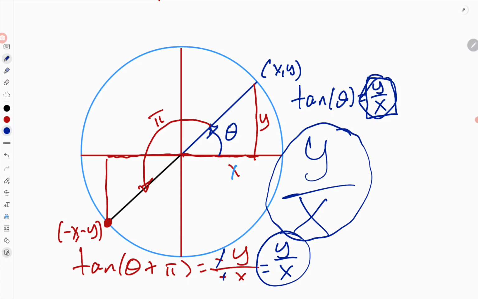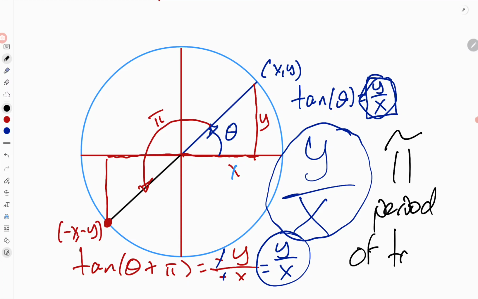So what is this telling us? It's telling us the following, that as a result, pi is the period of tangent of theta. Here, pi. Well, I hope this is helpful.